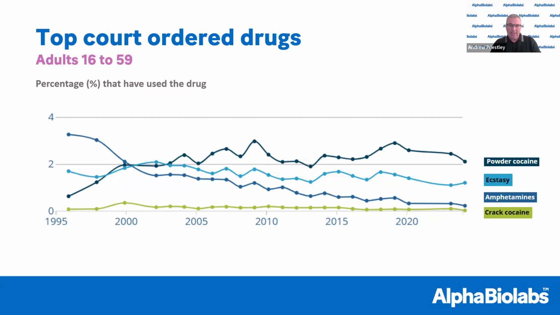But what's interesting is if we look more recently towards the end, we can see that powder cocaine has probably decreased a little bit, but we would still say 2% of the population have used powder cocaine at least once in the last 12 months. And then you've got ecstasy and amphetamines a little bit lower than that, around the 1%, 1.5% mark. And then crack cocaine, we know how lethal that is. There are an element of people still using it. Unfortunately, it is very low.